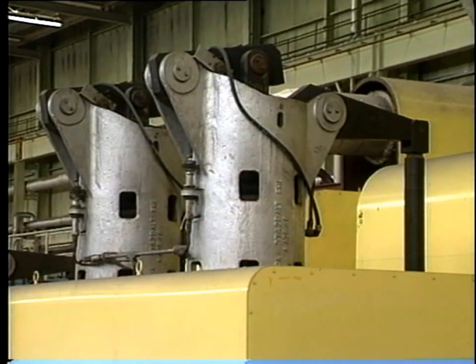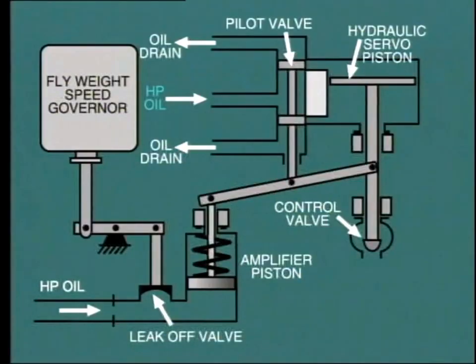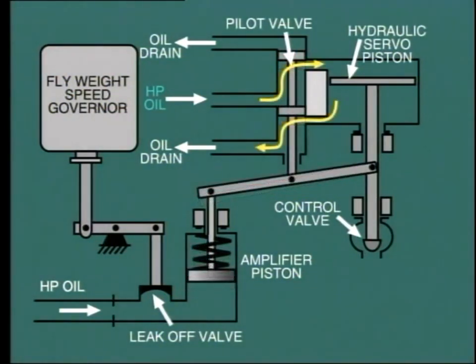In this case, it's usual to employ a double relay type of pilot valve. In this arrangement, we have high-pressure oil above and below the piston. Now, when the position of the governor spindle changes, say for an increase in speed, the pilot valve lifts and allows high-pressure oil to flow into the space above the power piston.